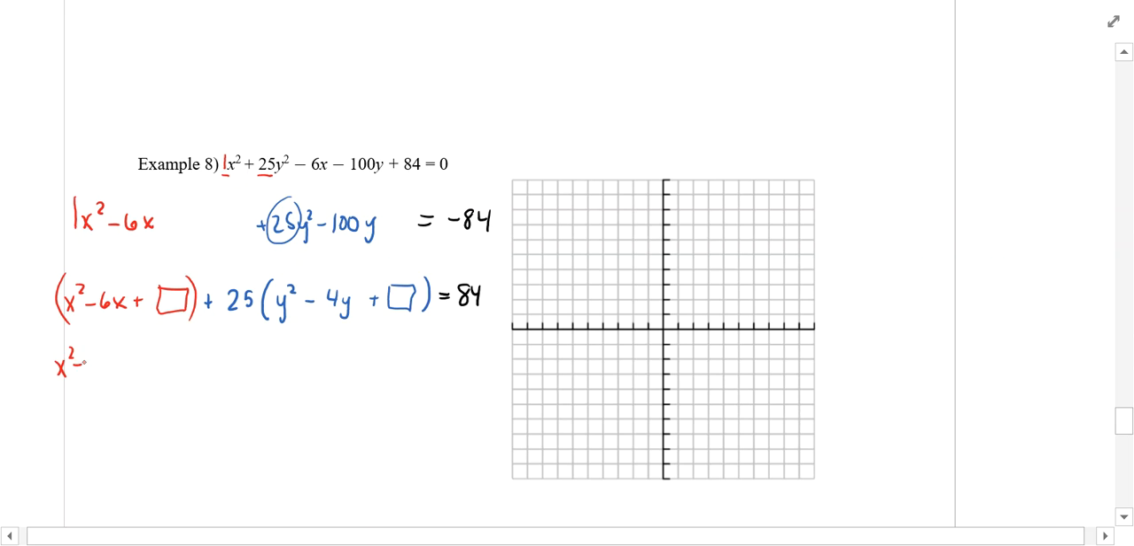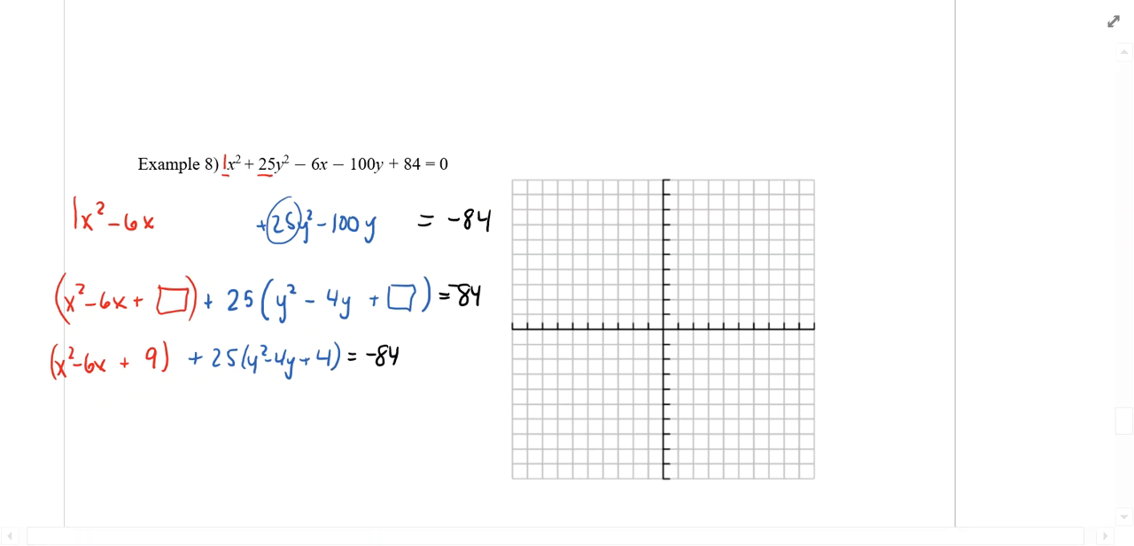So now I have x squared minus 6x. What will go in that first box will be 9, because half of 6 is 3. 3 squared is 9. And I have 25 y squared minus 4y. And I'm going to put a 4 in that one. Oh, that was a negative 4y. That would have been a catastrophe. So my 9 that I added here, I have to add to the other side.